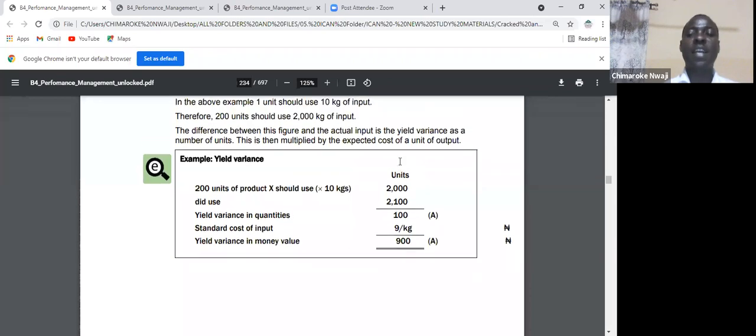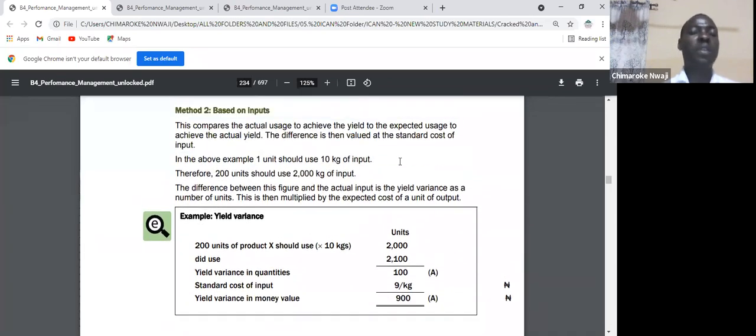Now the difference here is, if you want to know which method you are using: if you're using the output method, your starting point is the input material that gives you that output. If you're using the input method, your starting material will be the output, going backward to see how many inputs are required if you are to make that output. So that's the difference.